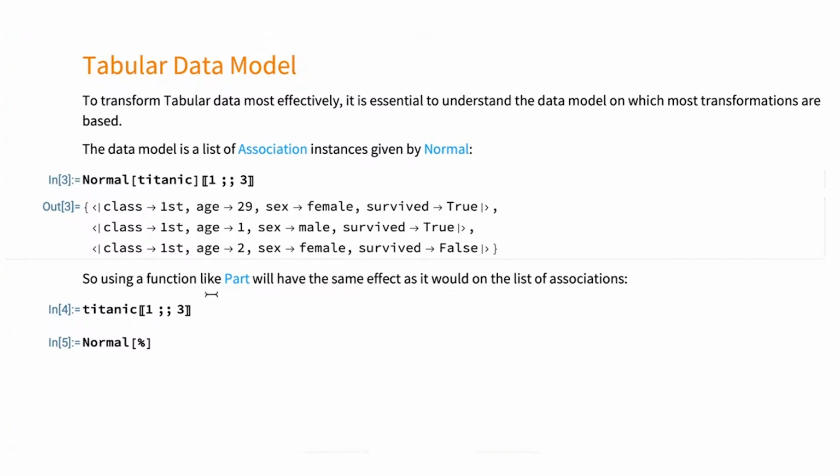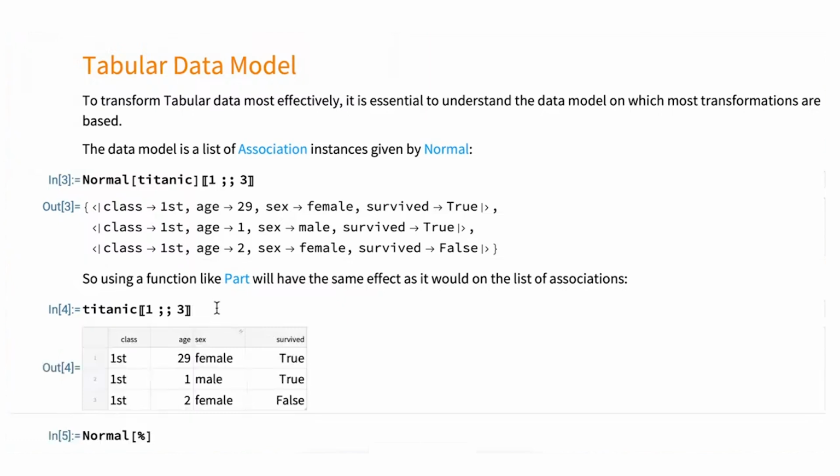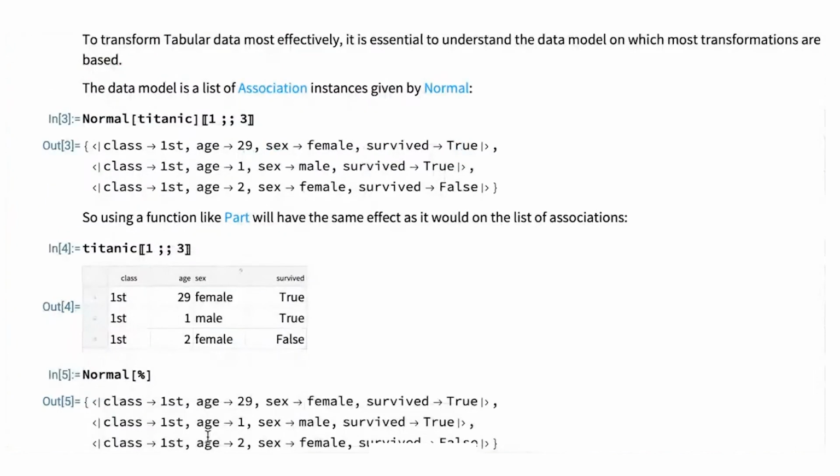So for example, using this model, you think, what am I going to do on this list of associations? Well, the first element of Part would take the particular association out, and the second element would choose the key. So if I do Titanic, the first 3 parts of that, I get the first 3 rows of the Titanic, because that would be the first 3 elements. And the normal of that is exactly like the normal I had above.